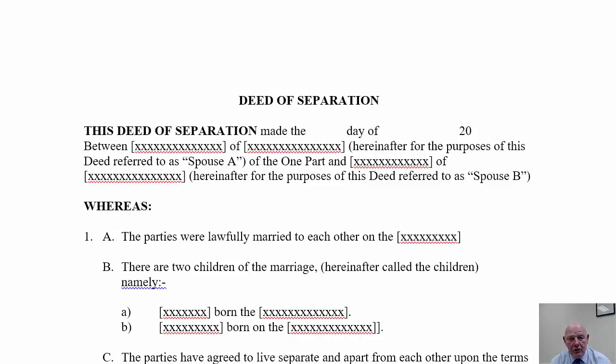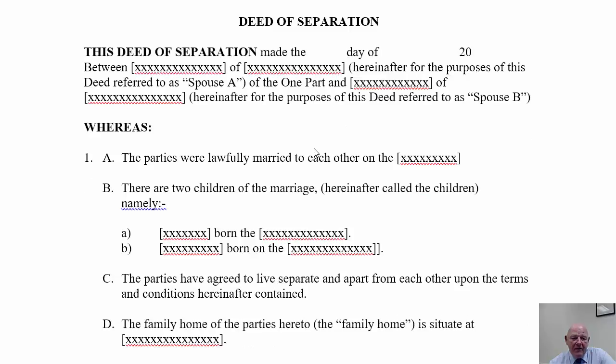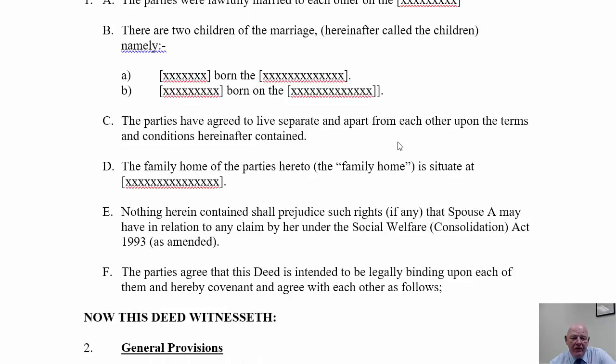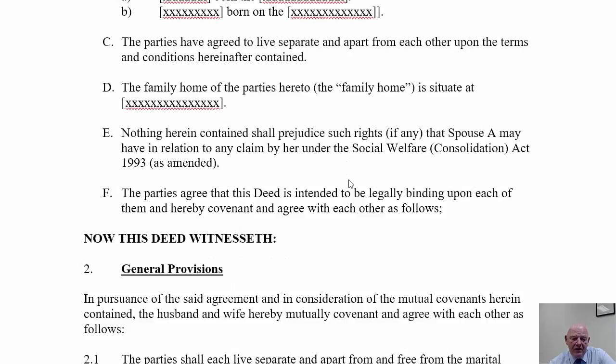Now, the things that you would be looking to agree and regulate would be issues like access and custody and maintenance and property and pension rights and Succession Act rights and so on. So let's just take a look. Here's the deed of separation. It's just a template. You can see that obviously it's going to be dated and it's going to name the parties here at the beginning. So it'll say also then when you were married, how many children of the marriage, where the family home is.